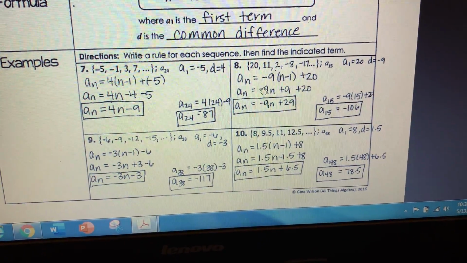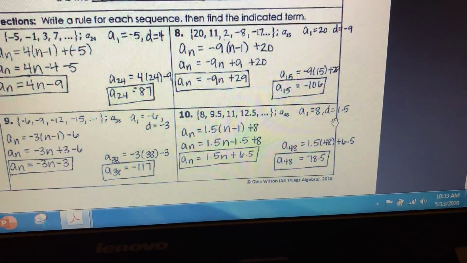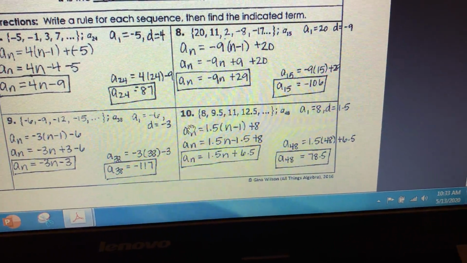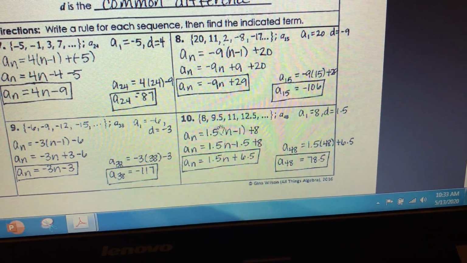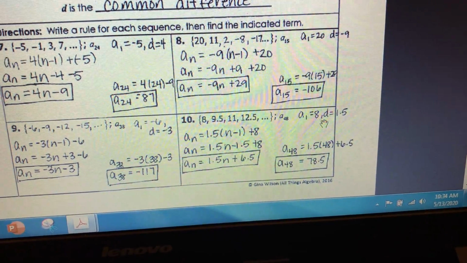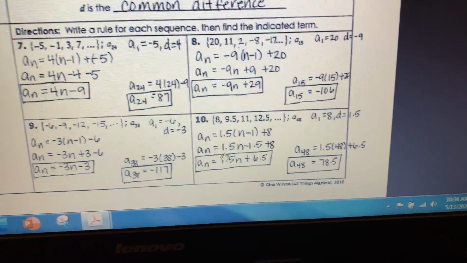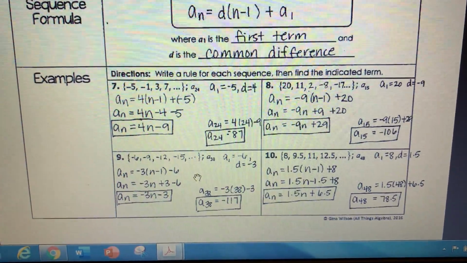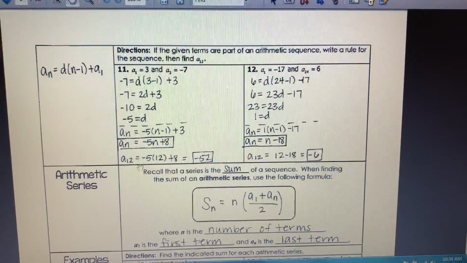Take a look at some of these other examples. Actually, let's look at this one. So they don't need to be whole numbers. It looks like this one is going up by 1.5 every time as you move from one term to the next. And so you find the formula the same way. One more thing.